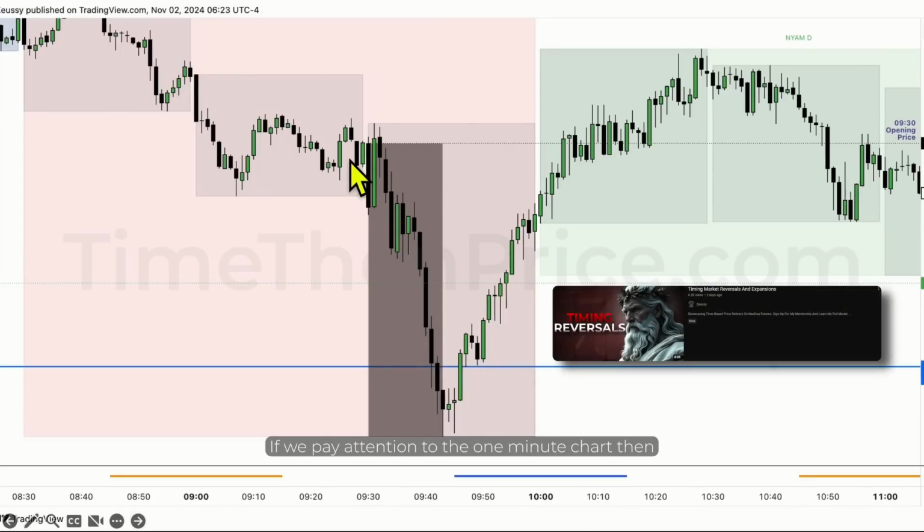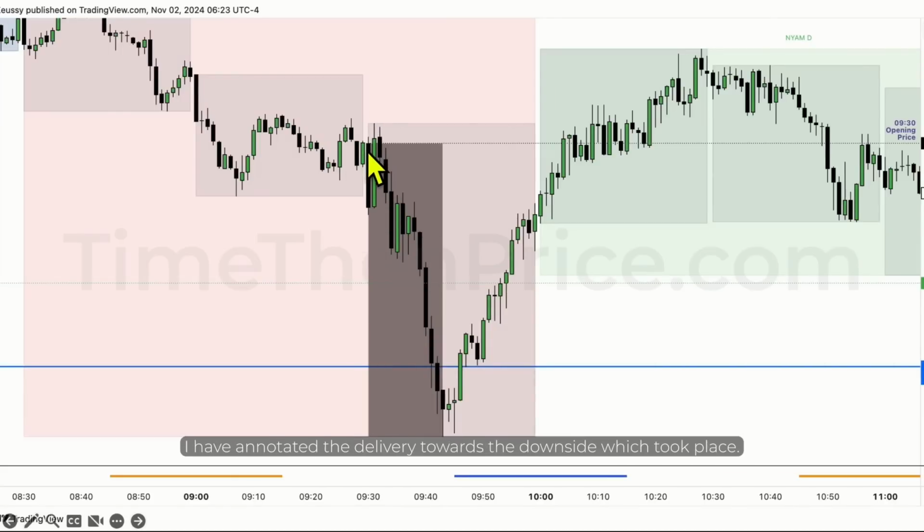If we pay attention to the 1 minute chart then, what I want you to see is that from the 9:30 open, I have annotated the delivery towards the downside which took place. What I want you to see is that initially after 9:30, we form this high and then the market begins to drop lower. We can see these big down close candles take place, trading into that hourly BC.